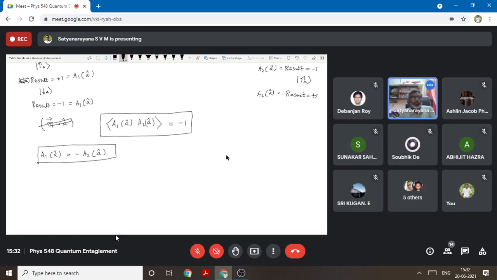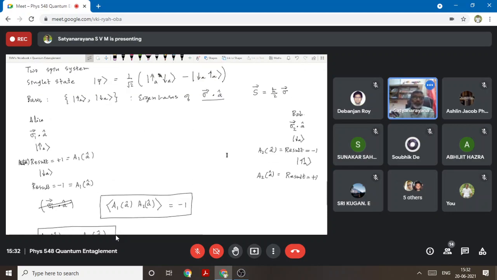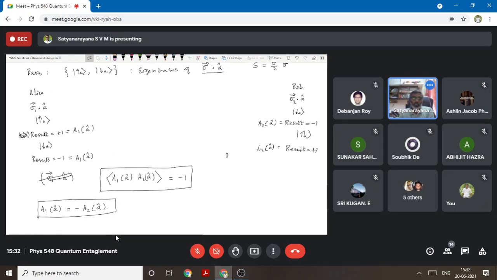But the issue is that in general, these two are far separated, and Alice might choose to make a measurement with an operator sigma 1 dot A cap, and Bob in fact can choose an operator different from this, sigma 2. He has that axis; let's say he has a Stern-Gerlach experiment, and he might orient it in a different direction. That is possible, right?